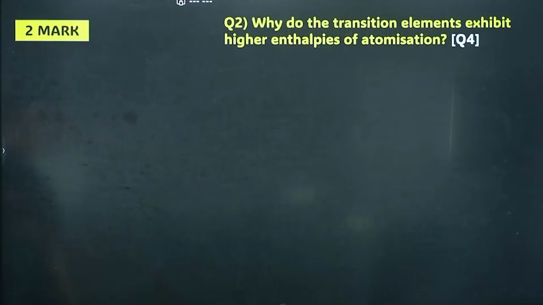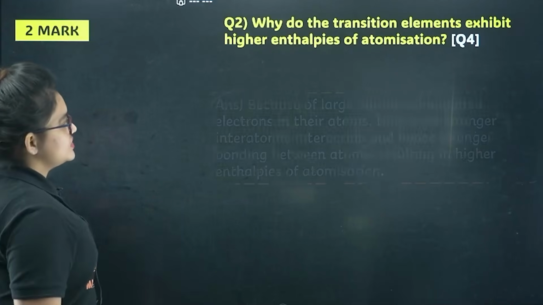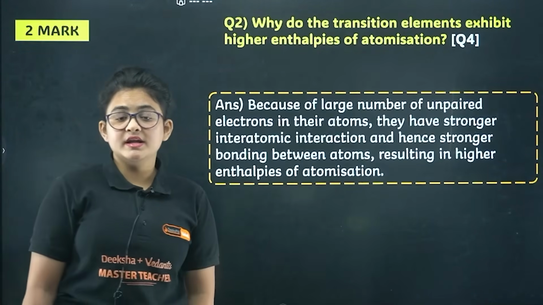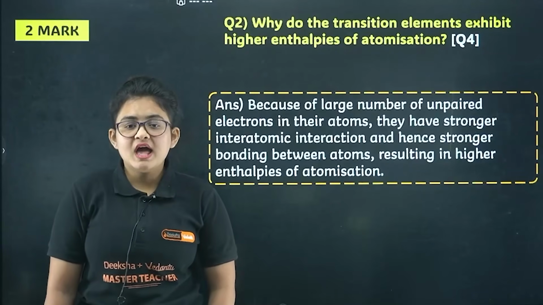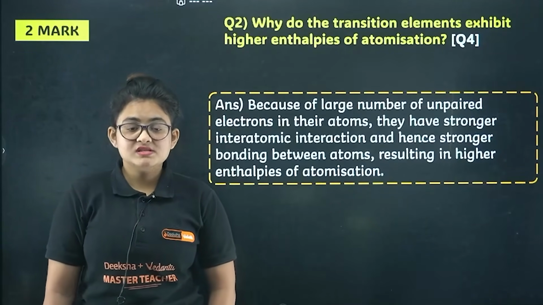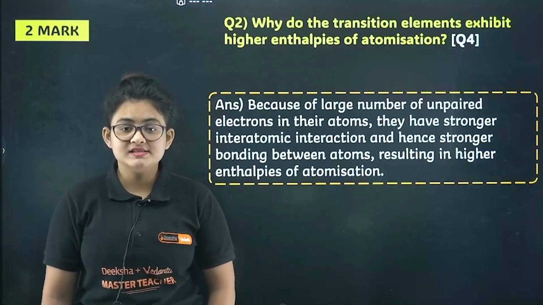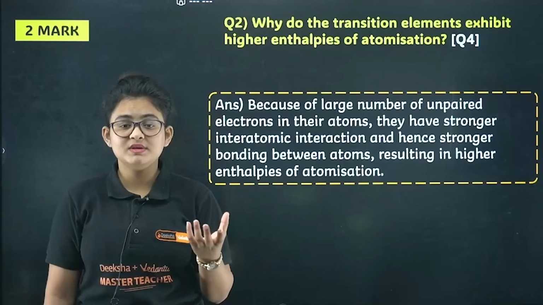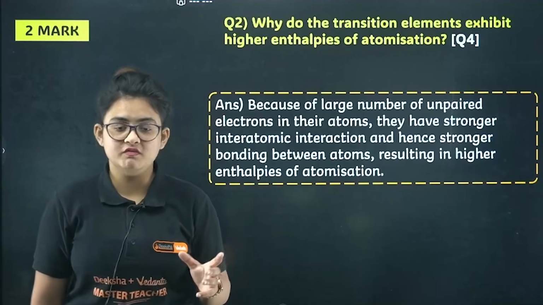Proceed. Why do the transition elements exhibit high enthalpies of atomization? The reason is the number of unpaired electrons. They have stronger interatomic interaction because of the presence of unpaired electrons. As a result, their enthalpy of atomization, meaning separating them into individual atoms, becomes very difficult.